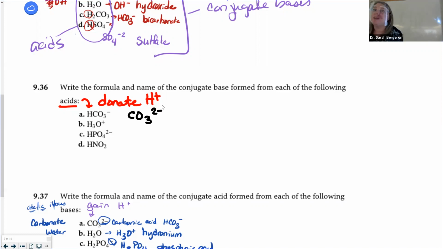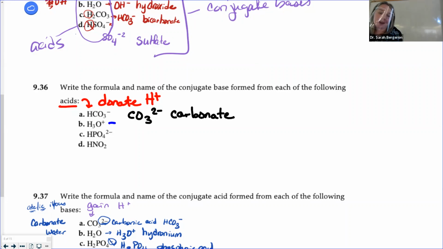Now we have to name it. How do you name this? Do you have to remember? No, where do you go? This is a polyatomic ion. It's many atoms that are charged. Where do you go? Go to your best friend. What is CO3 2 minus? Carbonate.